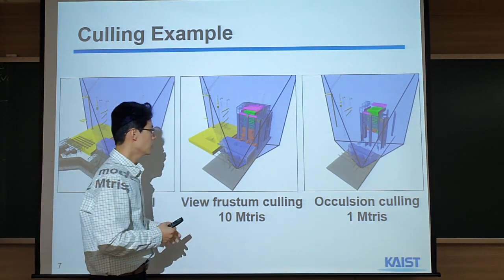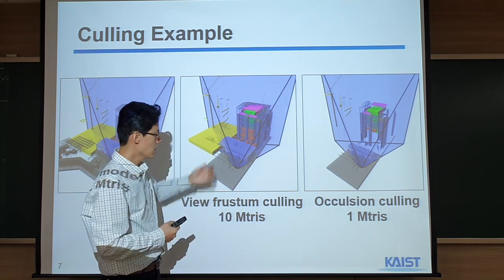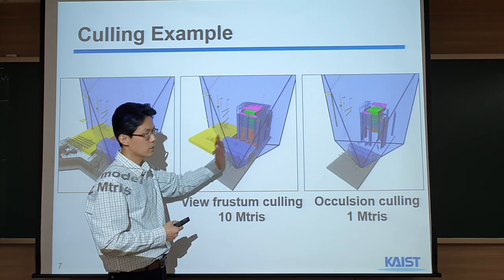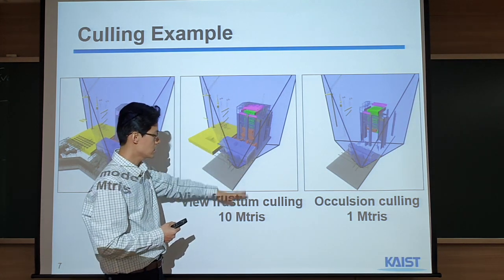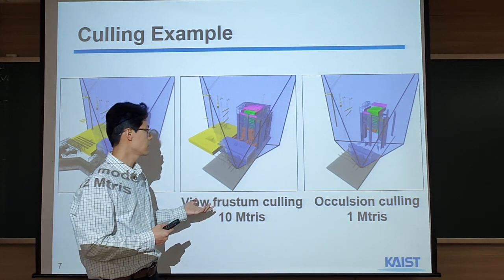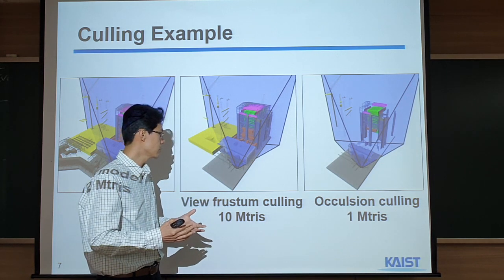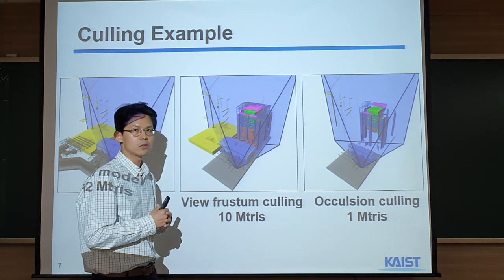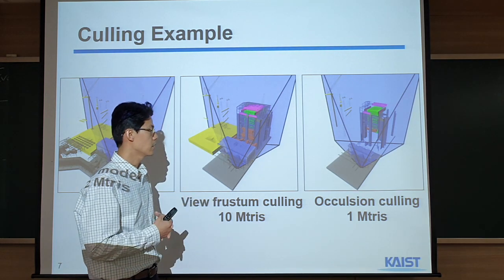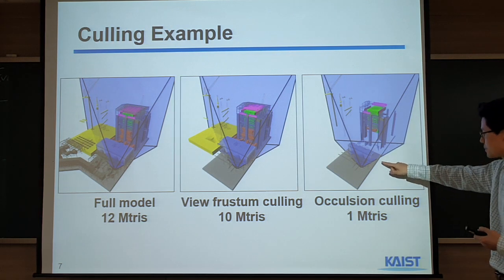If we do that, we can render this whole image by sending just 10 million triangles from the CPU to the GPU, and only rasterizing those 10 million triangles. That's the benefit of performing view frustum culling. Obviously, there will be some overhead of performing view frustum culling, but depending on your case, by performing this, we can get a lot of speedup.